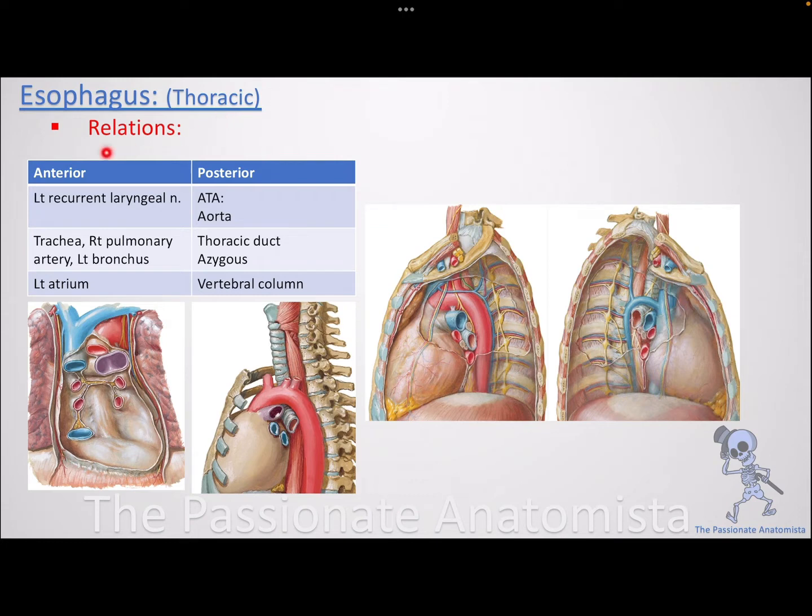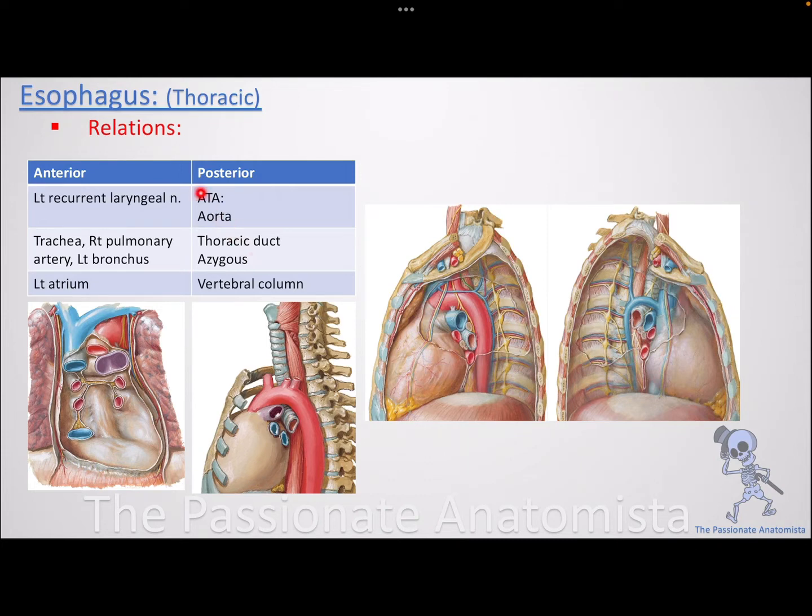So again, when you think about the anterior relations, remember that it is related to stuff related to the lungs and the heart. The left atrium, the trachea itself, this is going to the lung, but you have the left bronchus, not the right, and the right pulmonary artery.